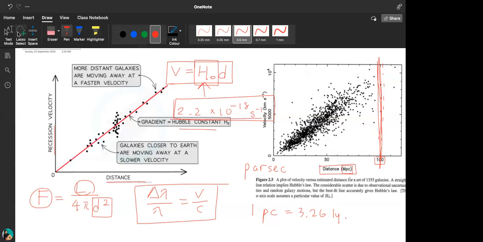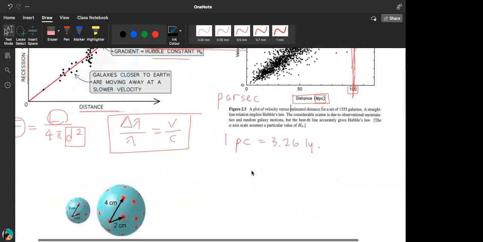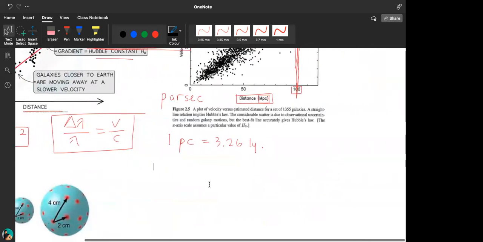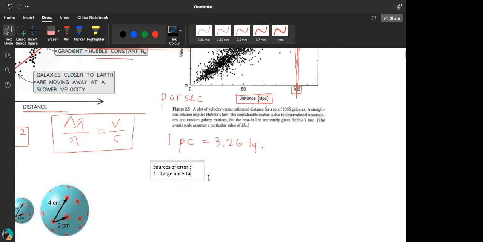Okay, I'll write this down here. The distance, we will write down. Right down here, we write sources of error. Okay, the error in the Hubble constant. Number one is that large uncertainty in the distance calculated.